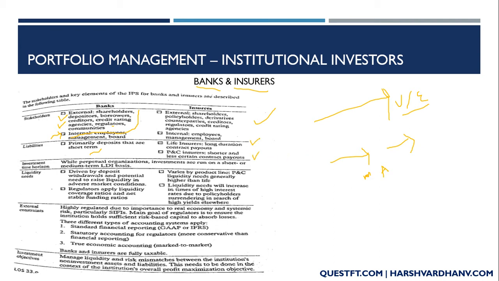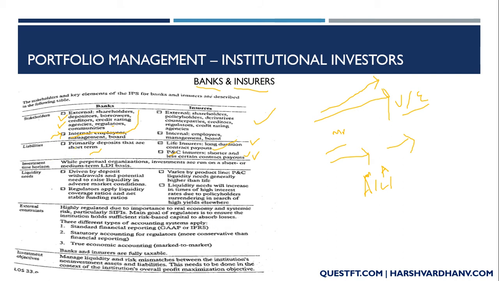So long life insurance will usually have a longer duration, based on the mortality table. We have studied the mortality table. Based on the average lifespan, the horizon will be longer. But PNC insurance will have a shorter horizon because there is a lot of chance of accidents, fires, robbery, and so on and so forth. So PNC will have a shorter horizon, shorter liabilities.